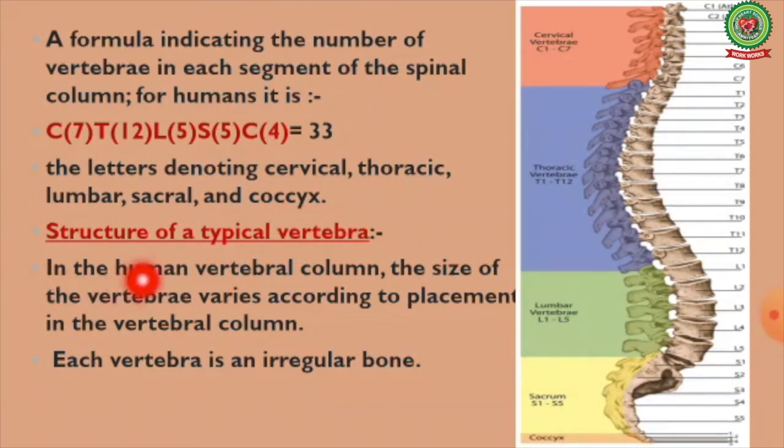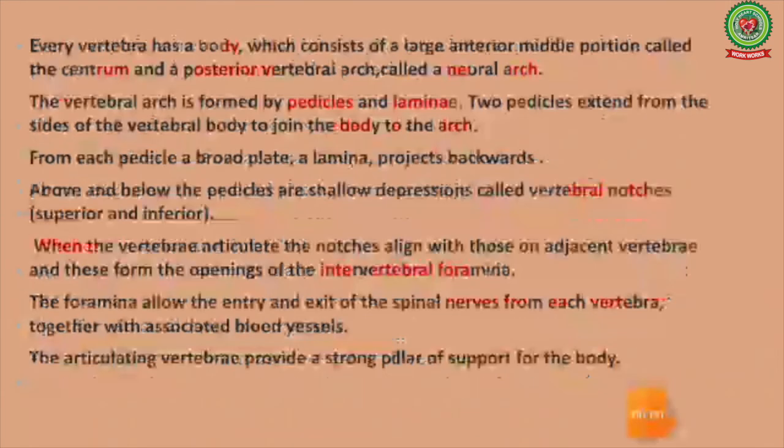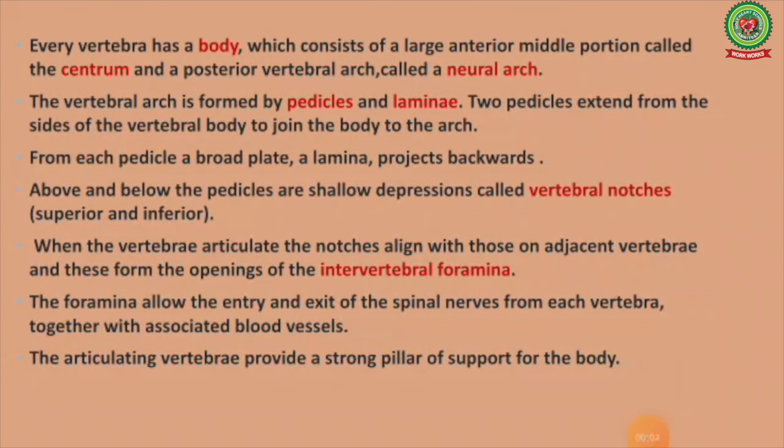Now we are discussing the structure of a typical vertebra. In the human vertebral column, the size of the vertebrae varies according to the placement in the column. Each vertebra is an irregular bone. Each vertebra has a body, which consists of a large anterior middle portion called the centrum, and the posterior vertebral arch called the neural arch. The vertebral arch is formed by pedicles and laminae. Two pedicles extend from the sides of the vertebral body to join the body to the arch.